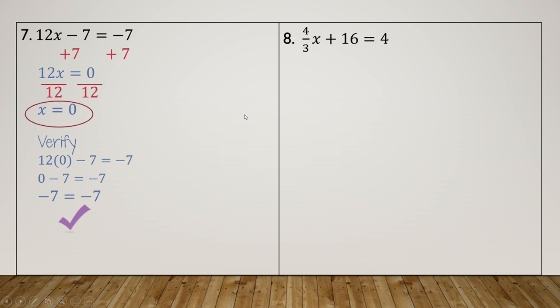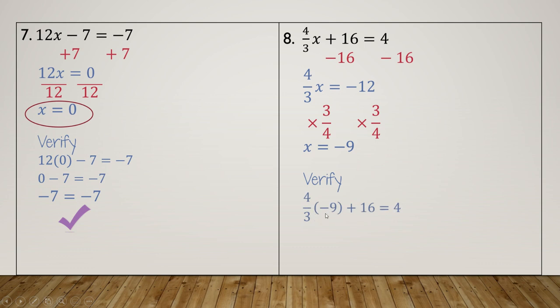Number 8. Subtract 16 from both sides first. Then we have 4/3 times x equals negative 12. Multiply both sides by the reciprocal, 3/4. So negative 12 times 3 gives us negative 36. Divide that by 4, you get negative 9. 4/3 times -9. So I would take 4 times -9 to get -36. Divide that by 3 and I get -12.